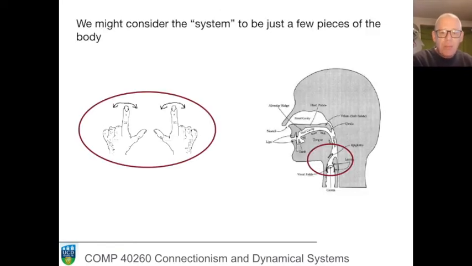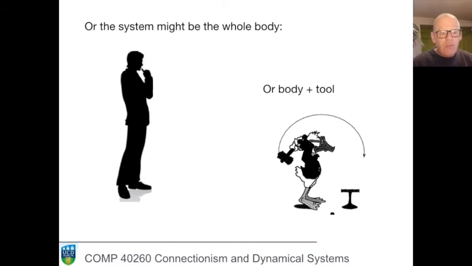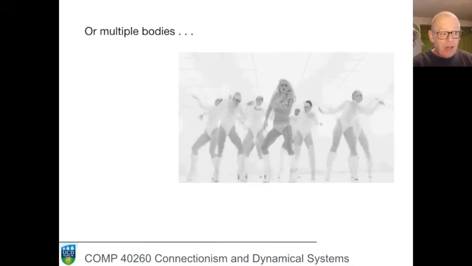The system that we pick out may be just a few pieces of the body, so a lot of important work, and some we'll be looking at, looks at the interactions between two fingers wagging. Some of my work has been done in modeling the vocal tract, in which case various parts of the vocal tract are taken as the elements of the system to be characterized. Two hands is not a person. A few selected parts of the body is not a person. Our system might be the whole body, or it might be the body plus a tool. It might be multiple bodies, as here.